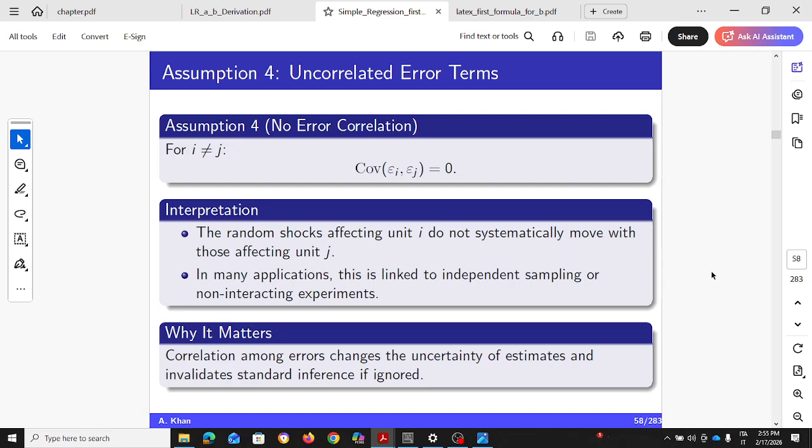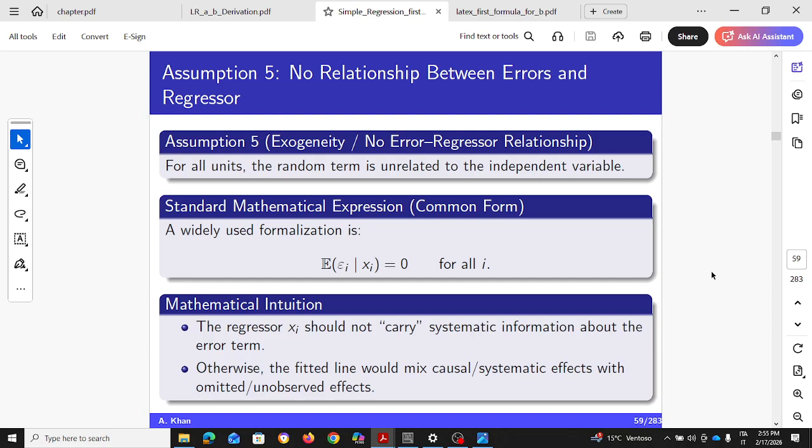Assumption number 5: there must be no relation between the error and the regressor. The regressor is xi, the observed values, the explanatory variables. If there is some relationship between the error terms and the observed values, this means that the data is influencing those random errors. So this must be equal to 0. If this is greater than 0, then we have some kind of effect, and this must be omitted.